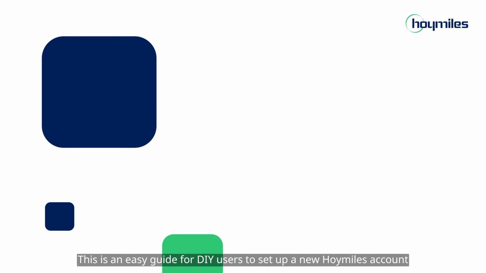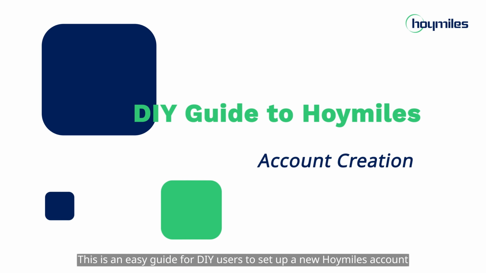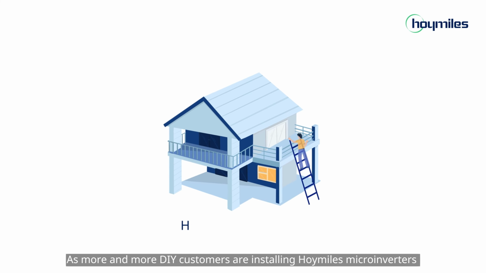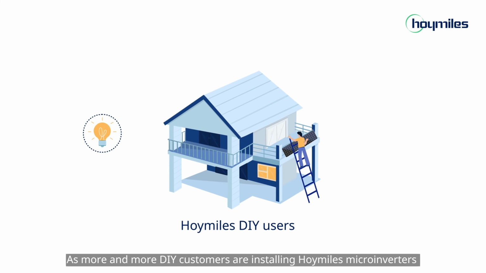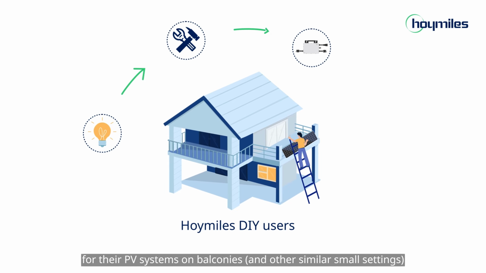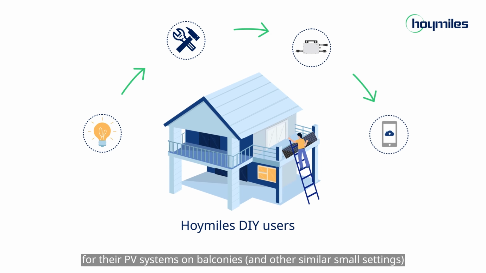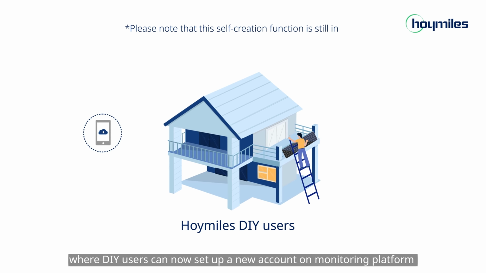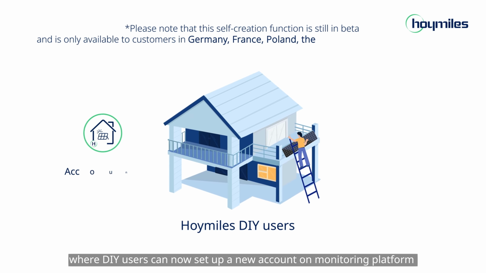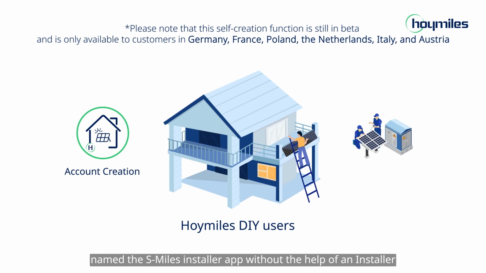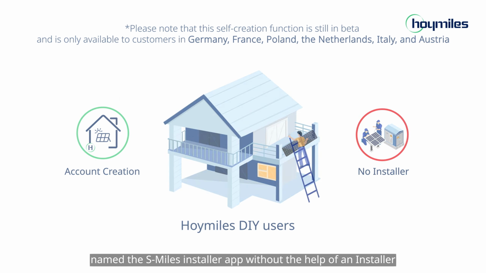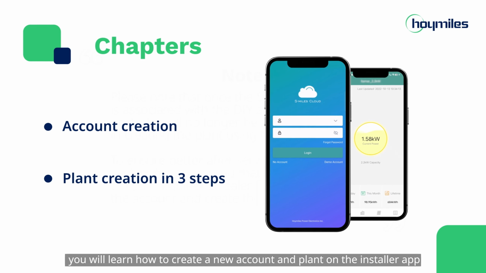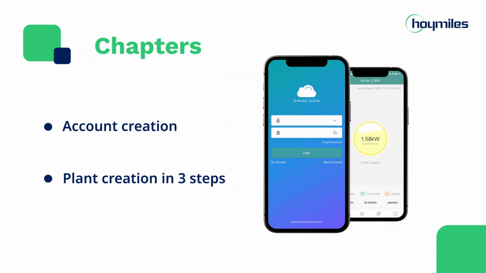This is an easy guide for DIY users to set up a new Hoymiles account. As more and more DIY customers are installing Hoymiles microinverters for their PV systems on balconies, Hoymiles has launched a new feature where DIY users can now set up a new account on the monitoring platform named the S-Miles Installer app without the help of an installer. In this video, you will learn how to create a new account and plant on the installer app.